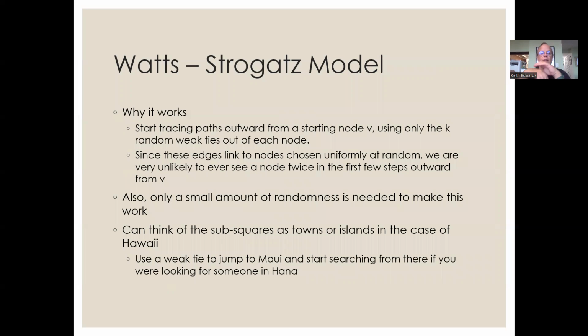So it works because if you're starting in node V, then using only the k weak ties out of each node, you're likely to get farther, and then you can use those individual local ties. And since these links are chosen uniformly at random, we're very unlikely to ever see a node twice in the first two steps outward from V. And there's only a small amount of randomness that's actually needed to make this work. You can think of these subsquares as towns, or islands in the case of Hawaii. So, for example, if you were looking for someone in Hana, you could use a weak tie to jump over to Maui and start searching from there if you wanted to find that person.